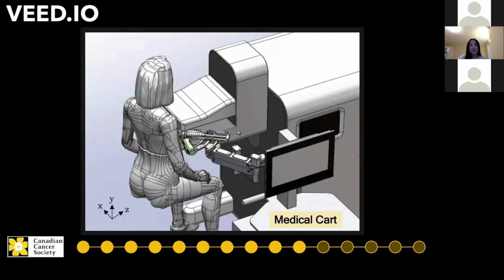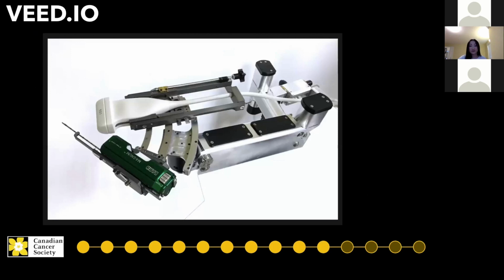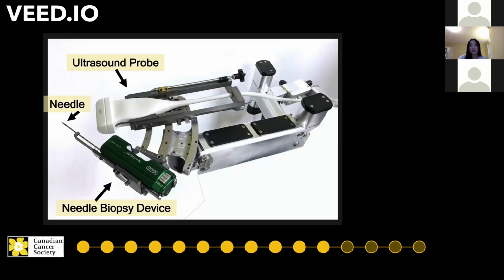So we designed a new image-guided biopsy system, which was designed to operate with an advanced PEM imaging system in between its 2 breast imaging detector plates. And here's an image of our system, which integrates an ultrasound probe and a needle biopsy device. And to guide our components, and particularly our needle, to biopsy breast cancer detected with PEM, our system contains an arm to track its 3D position in space.